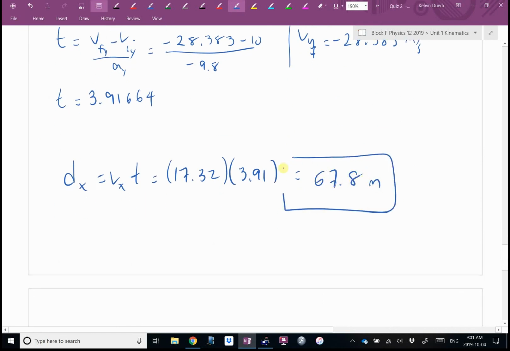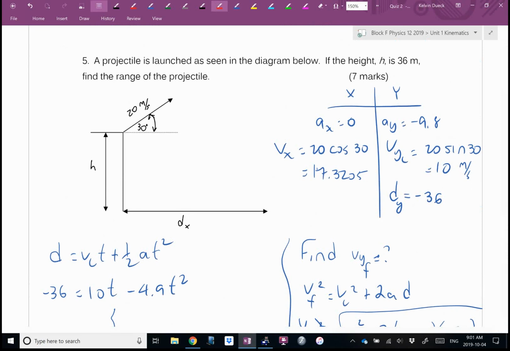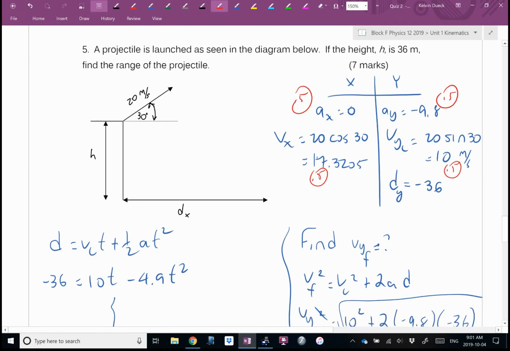If you got that right, I would give you 7 out of 7. If you got that wrong, here's what I would start doing. I would give you, believe it or not, a half mark for writing AX equals 0 and a half mark for writing AY equals negative 9.8, because although I've jokingly called those physics no-brainers, you have to know physics before you know that they're no-brainers. I'll reward you for that. I would give you a half mark for finding VX successfully, a half mark for finding VY successfully. You would now be at 2 out of 7.